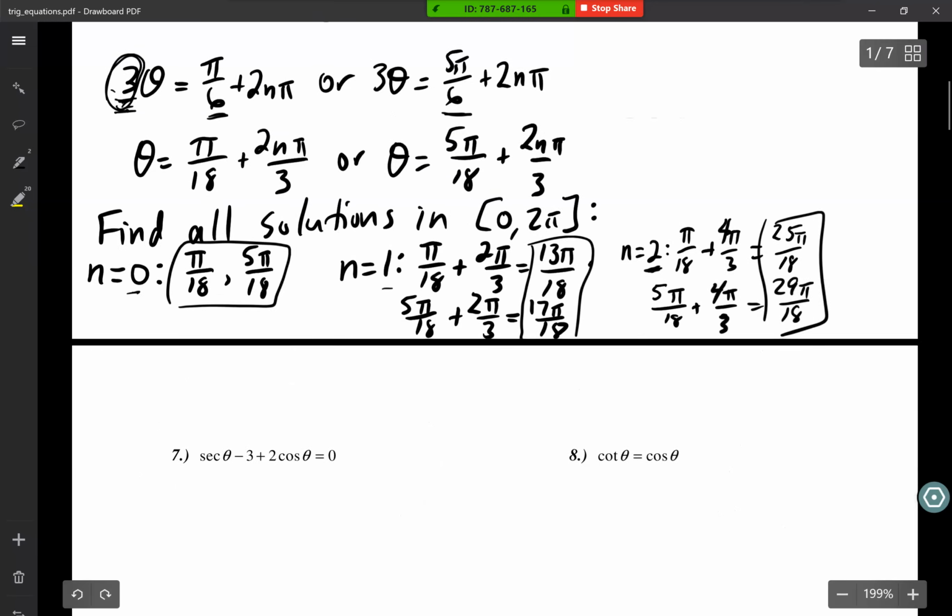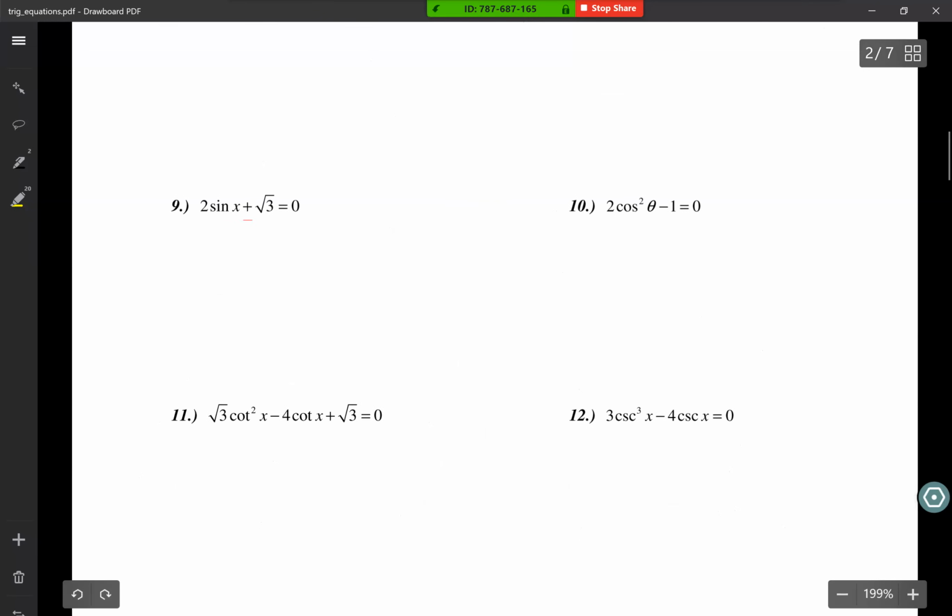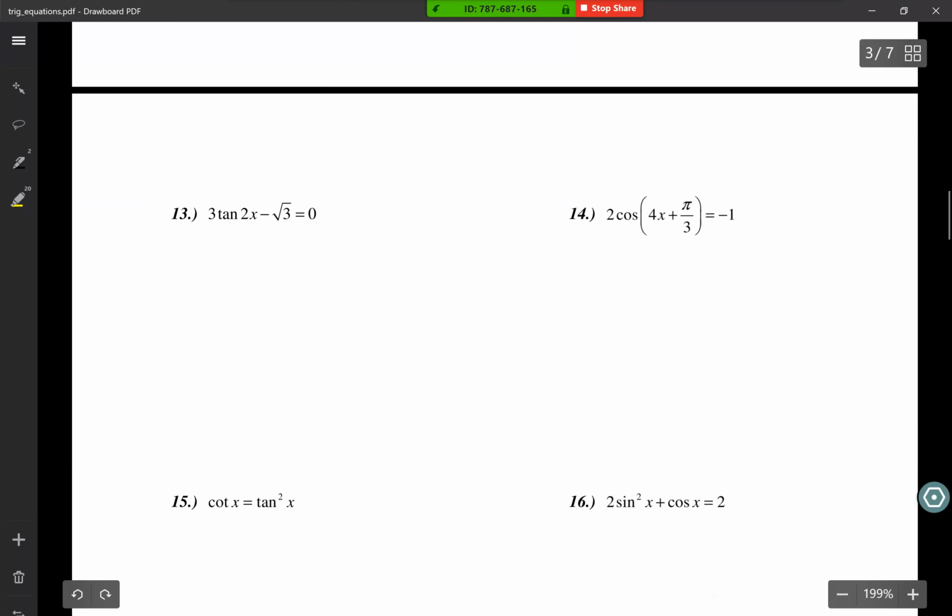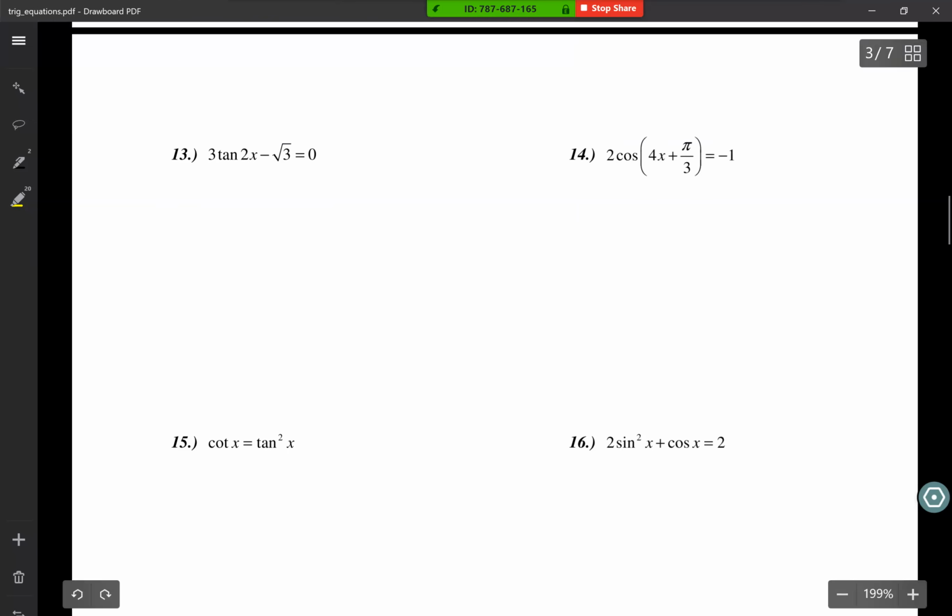Okay, let's see if we can find another one like that. Or I may make one up, see if I can find another one on here pretty quickly. Okay, let's look at 13. Let's do one with tangent here. All right, so this one we would add the root 3 over and then divide by the 3.